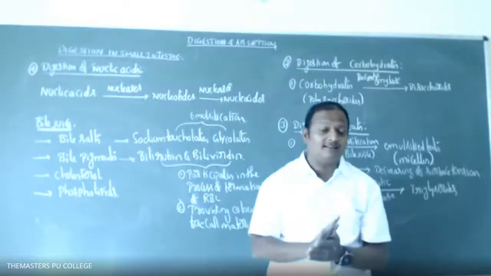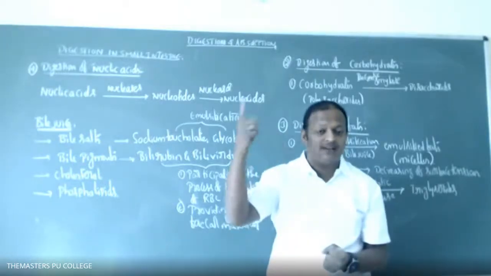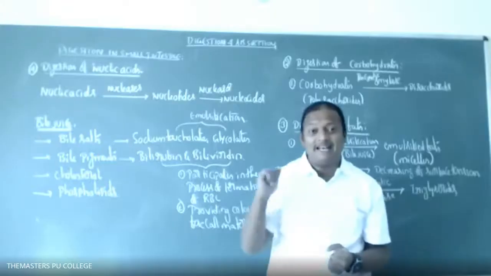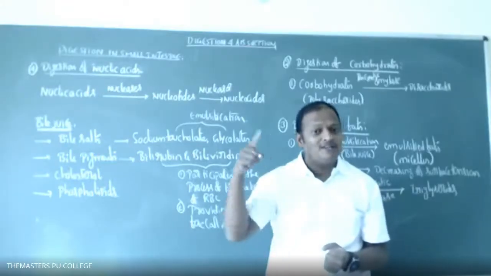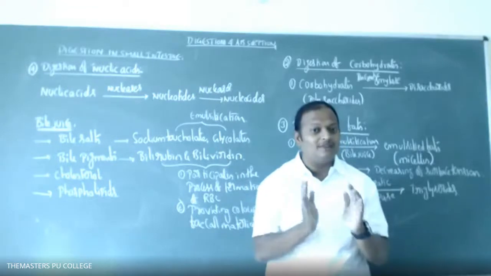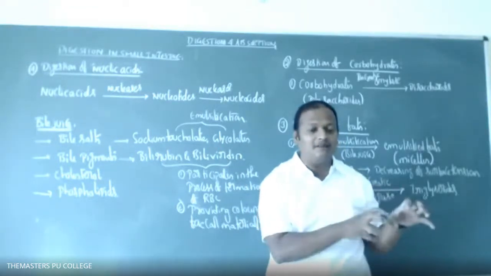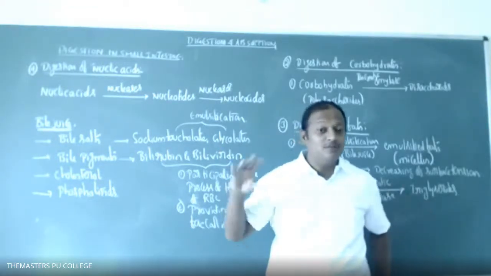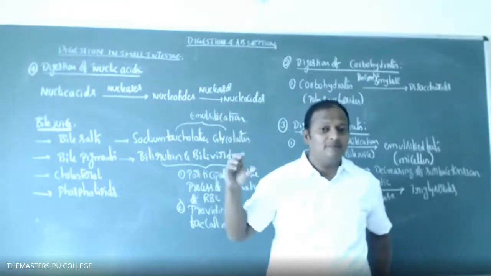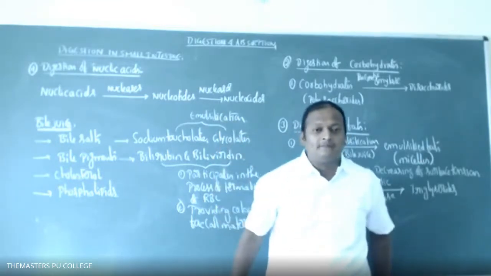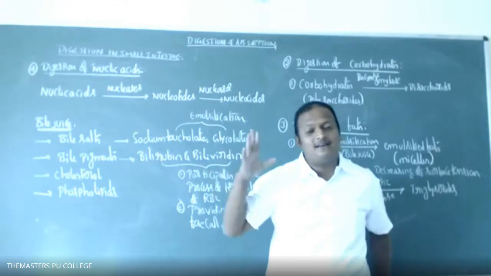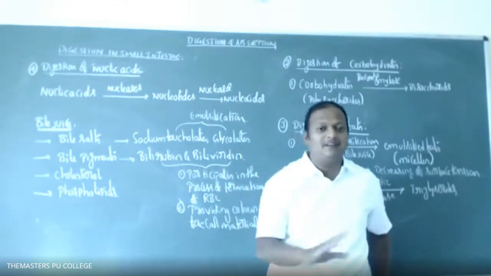Villi are not there. Villi are for what? Villi are only for absorption, which takes place after the completion of digestion. Where is the completion of digestion? Duodenum. In the jejunum, more villi are there. In the ileum, fewer villi are present. So in the jejunum and ileum, the crypts of Lieberkühn are absent.